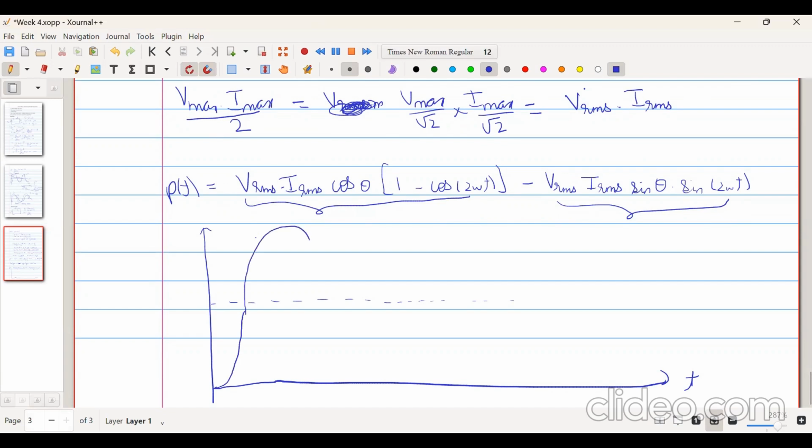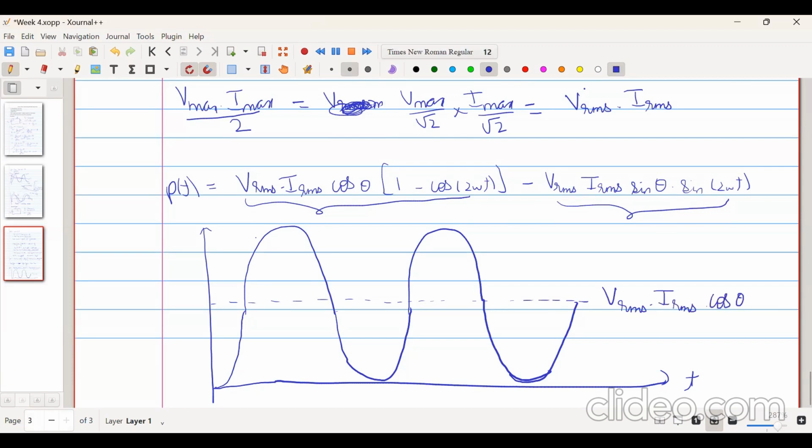It will be of this form, like this, like this, and this. So that's 0. We'll go like this. This middle value is VRMS into IRMS into cos theta. This is the middle value or mean value, and it will be oscillating between these values.